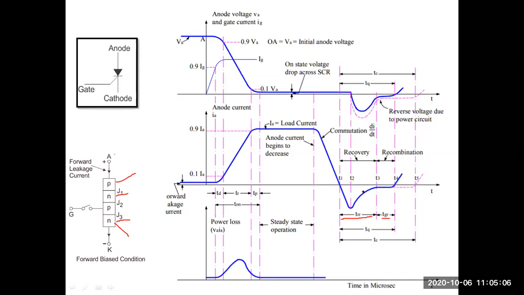This is the total time required, and TGR is the gate recovery or the recombination, in the sense that J1 and J3 become completely reverse biased. That means the charge carriers come back to the normal state. That is the total time required. TC is the total circuit turn off time. The switch turn off time is different from this total circuit turn off time, and that is the difference between TQ and TC. So that's about the turn off time of the SCR.